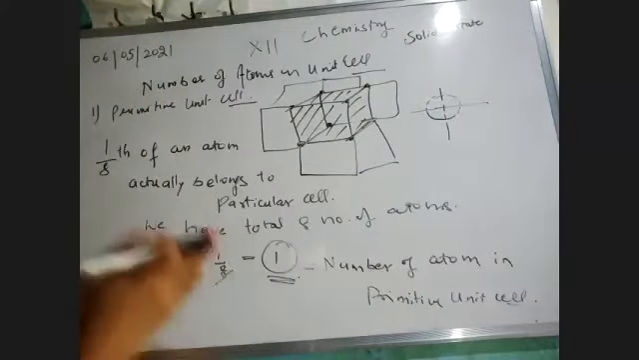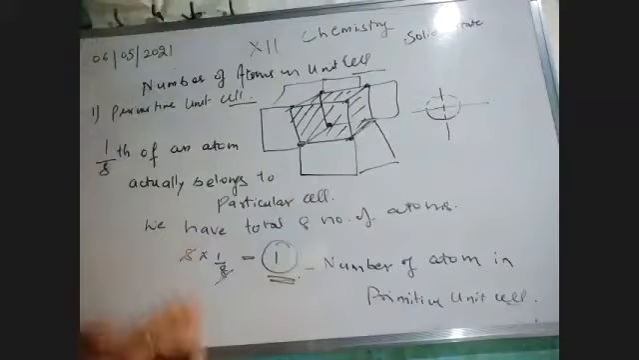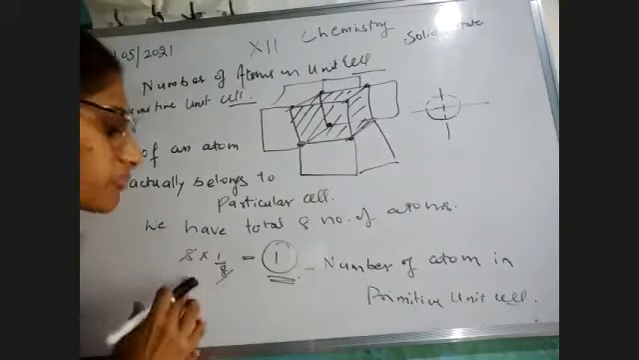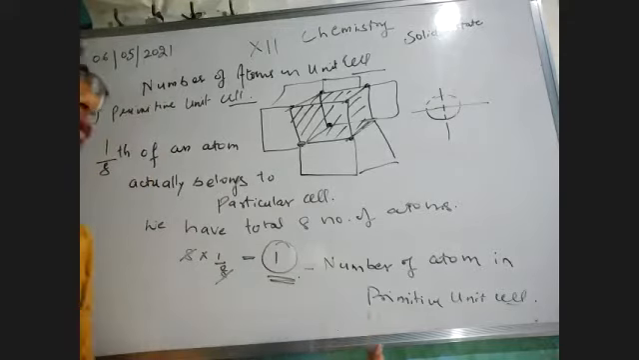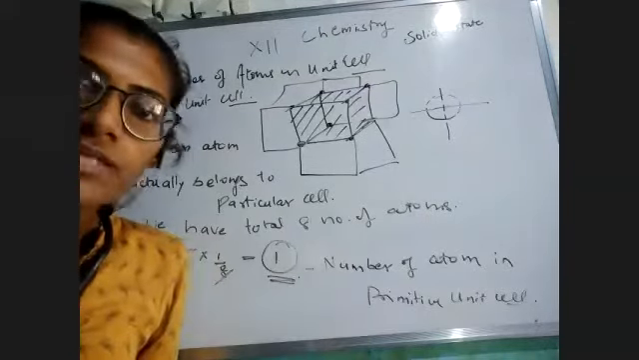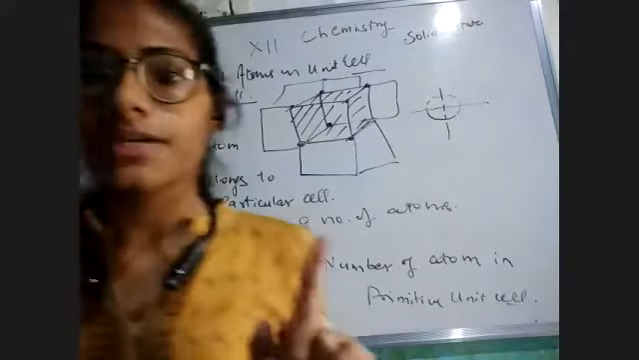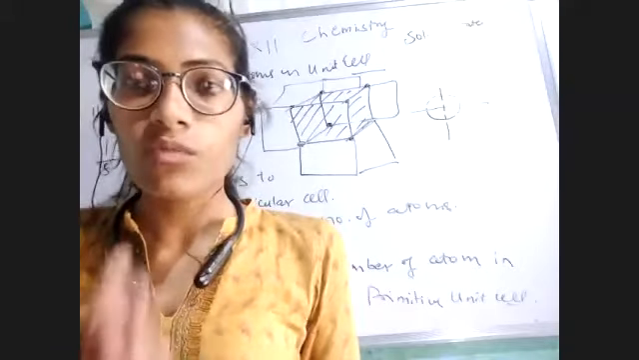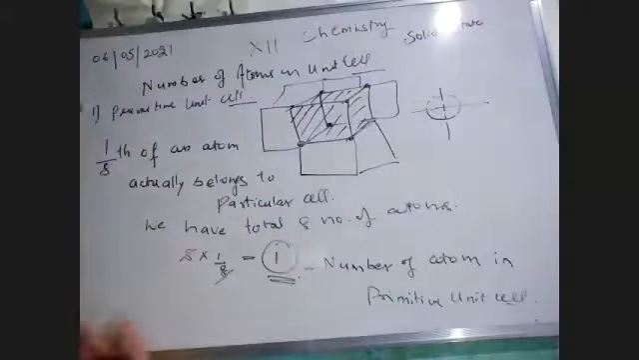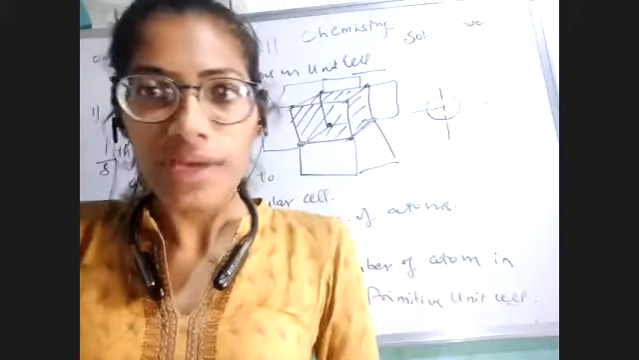So 1 by 8th of an atom actually belongs to a particular cell. So in short, we have 8 multiplied by 1 by 8 equals 1. So the number of atoms present in a primitive unit cell is only equal to 1. That is the first concept, a very important topic, that is how many atoms are in one unit cell, in primitive it is 1. On the basis of this number of atoms, we will solve our numericals.